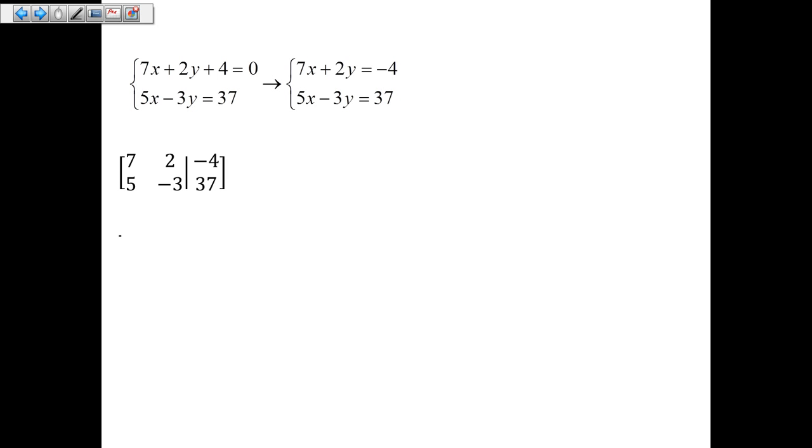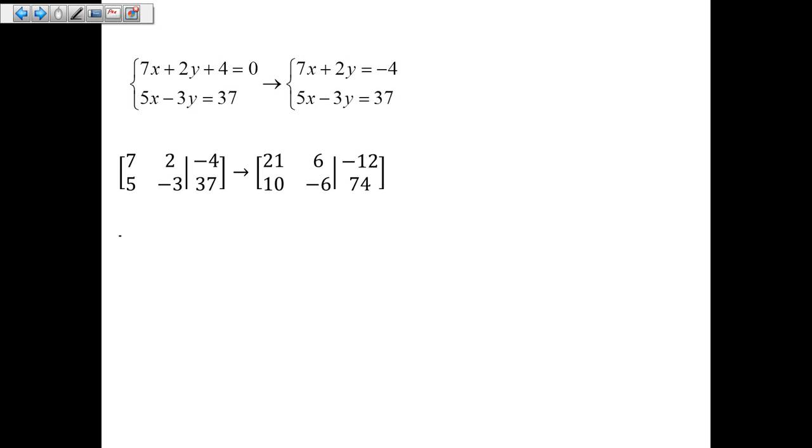Now I'm going to try to use one row to get rid of terms in another row. Let's go ahead and multiply the top row by 3, the bottom row by 2. Now the reason I did this is to get those numbers in the second column the same. Now I'm going to use 1/6 to get rid of the other.